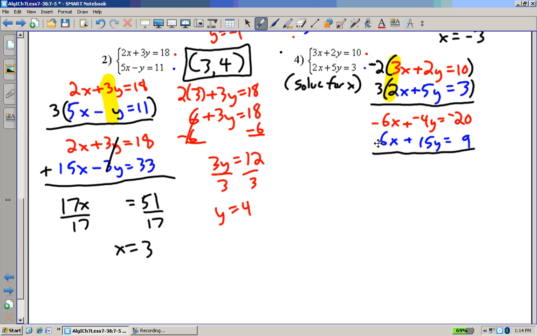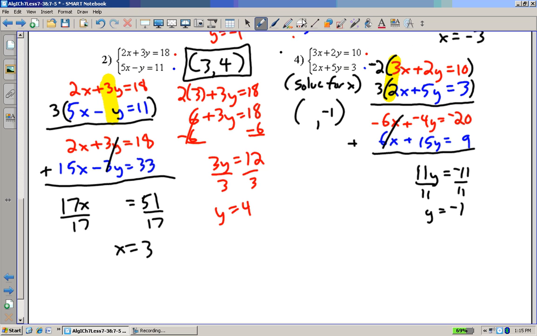All right, so we're going to add these up now that we have these opposites. Negative 6x plus positive 6x is 0. 15y plus negative 4y is 11y. Negative 20 plus 9 is negative 11. And now we divide by 11. So y equals negative 1. So I found part of my solution to the system. And now I need to find the other part. I need to find the x.